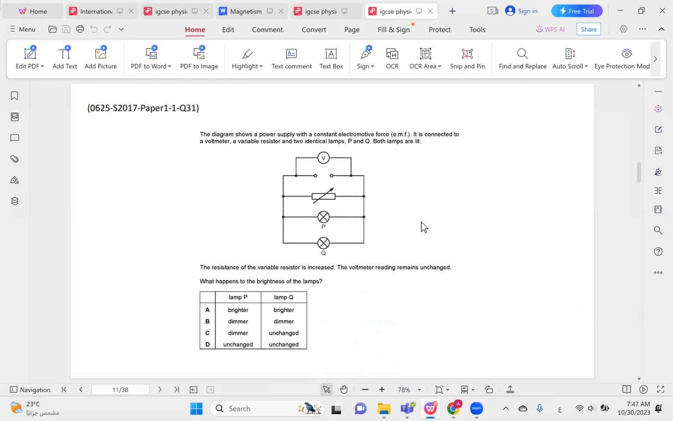Like we said, the brightness of the lamps depends on voltage. And since they are all connected in parallel, no matter whether I increase or decrease the resistance or remove the resistor completely, they will all get the same voltage as the supply. So if this supplies 6 volts, then each of these is going to get 6 volts regardless of the resistance of the variable resistor. Therefore, the correct answer here is choice D. The brightness is unchanged. It is not affected at all by the resistance of the variable resistor.